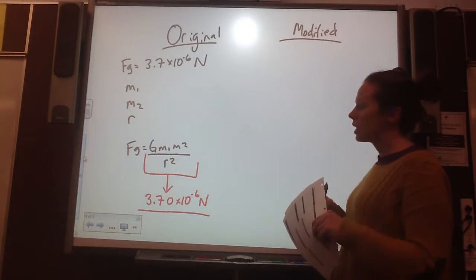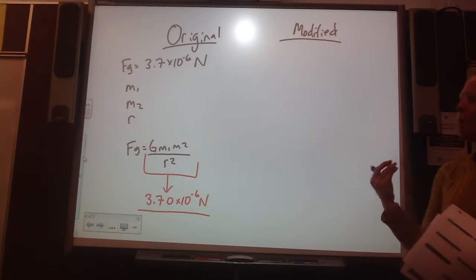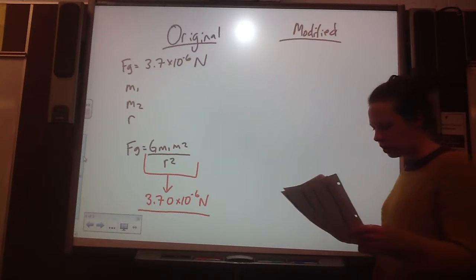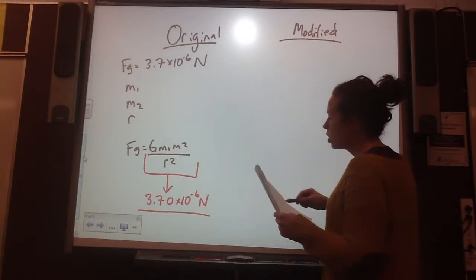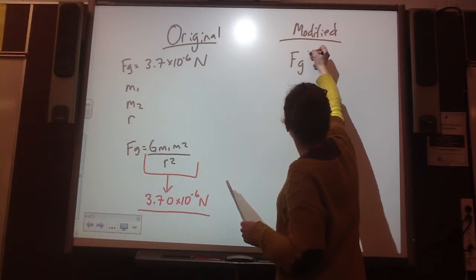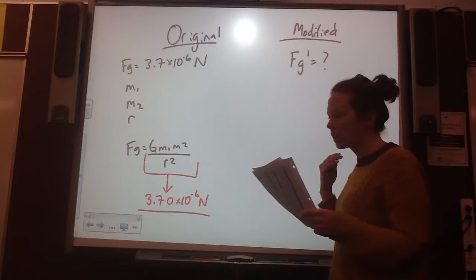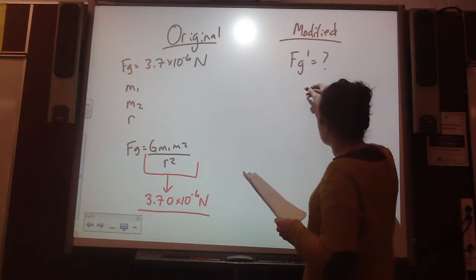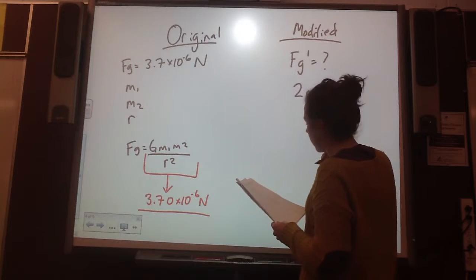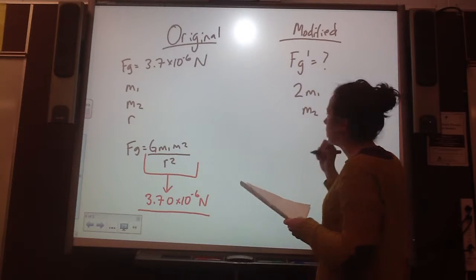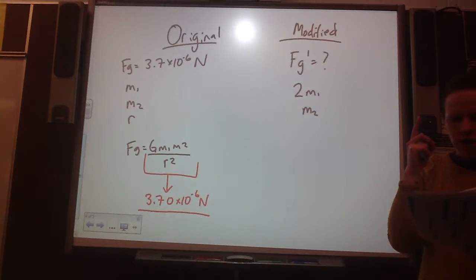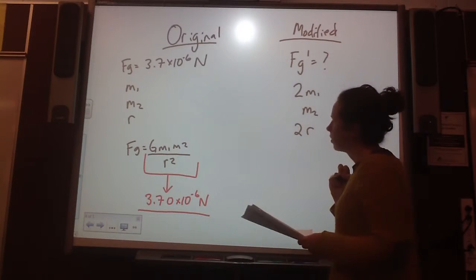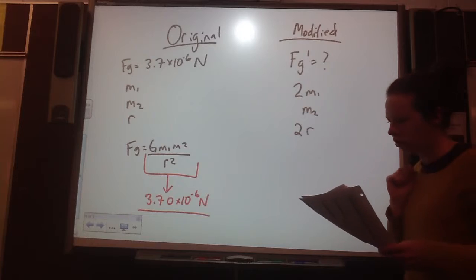Now I'm going to set up a fraction to see how much my modification changed by. What fraction could I use to compare? I'm going to label Fg prime is equal to question mark. That's what I'm trying to figure out. What is the new force between the masses? Now M1 I'm going to say is 2M1. And then M2 I'm just going to leave by itself because it just said to double one of the masses. Then I have 2R, so my distance was also doubled.